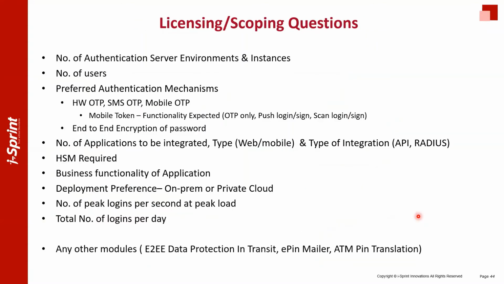Okay, so what are the questions that normally you will need to ask the customer? These are the list of questions that you need to consider. How many servers are included, for example, UAT, SIT, production. Production normally will have 2 servers for HA purpose. Number of users, so that we can know the peak logins per second also.